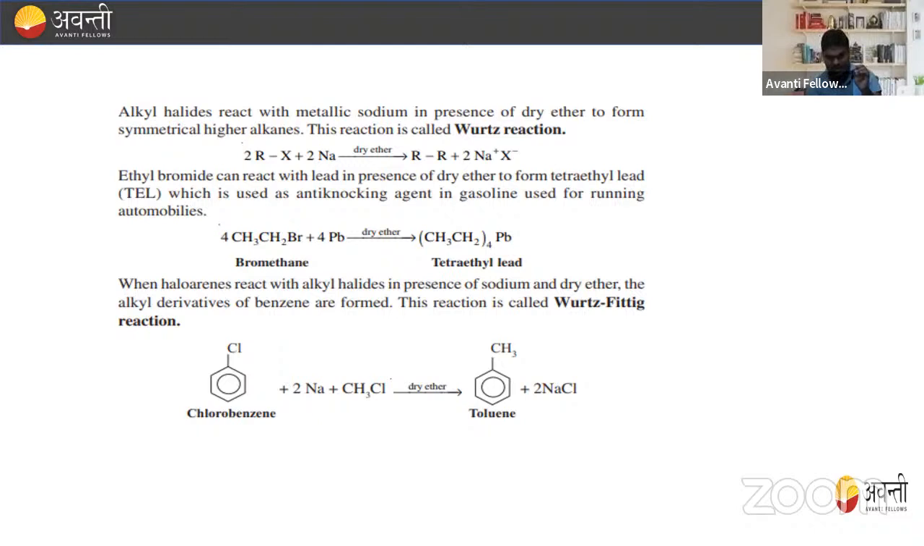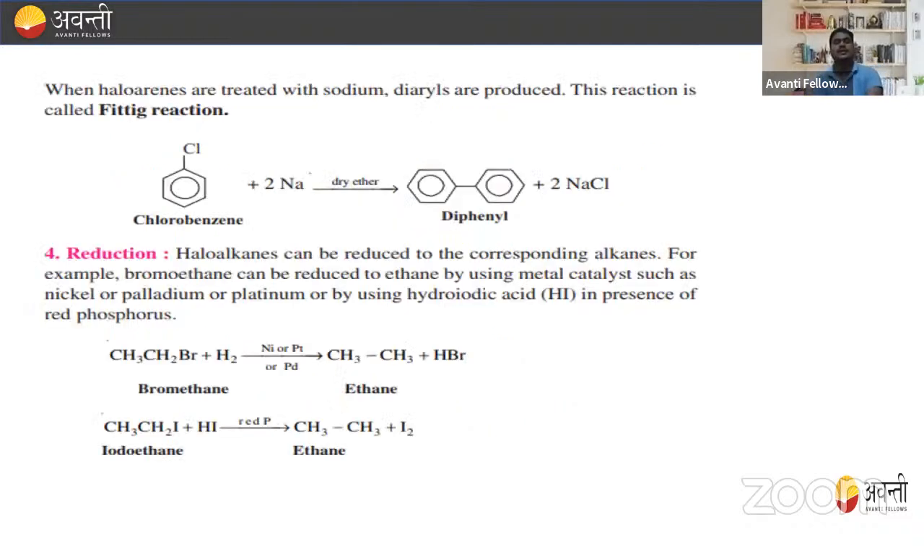Now, when haloarenes react with an alkyl halide in presence of sodium and dry ether, they form alkyl derivatives of benzene. This reaction is called the Wurtz-Fittig reaction. Similarly, diphenyl is formed when two chlorobenzene molecules react together. Here the chlorine atoms will be removed, and we get diphenyl.